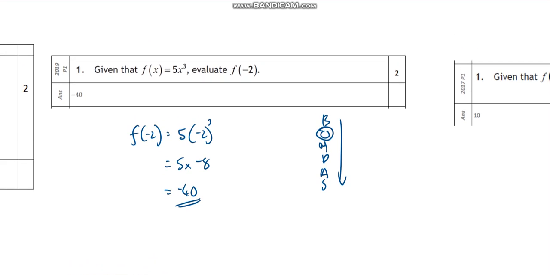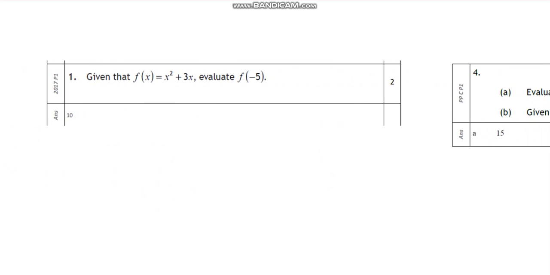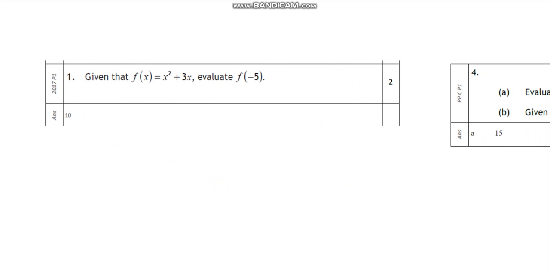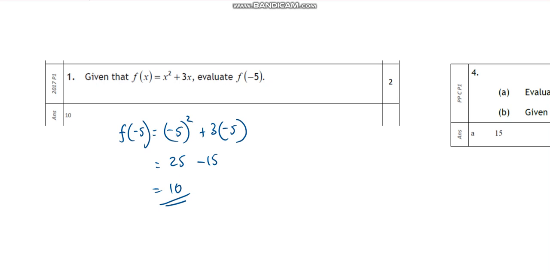Let's see if I can shimmy this over. So we're doing substituting in, with a slightly bigger equation this time. f of negative 5 is negative 5 squared plus 3 times negative 5. Notice my use of the brackets as well. This is quite helpful. It just helps me not make a wee mistake. And we end up with 10.